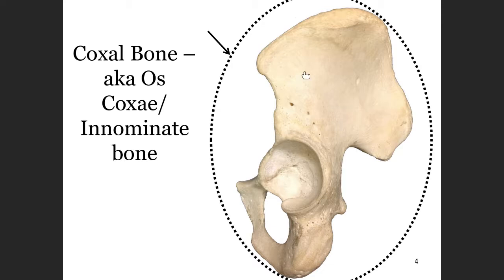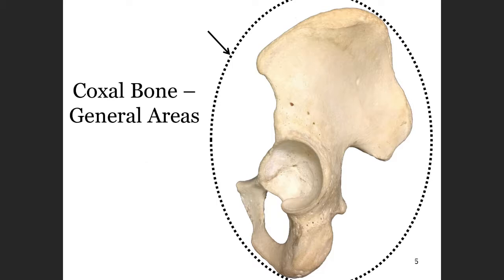Does anyone happen to know what view this is of the os coxa? Lateral. I'm assuming you said that because of the acetabulum. Yes, that's the acetabulum. That's where your femur is going to articulate and form the hip joint. So this has to be the lateral view. Now we're going to break it down.